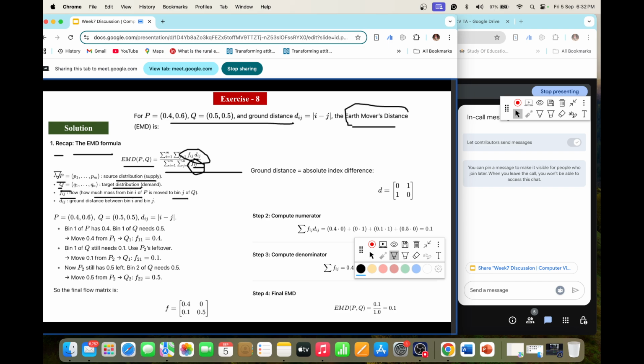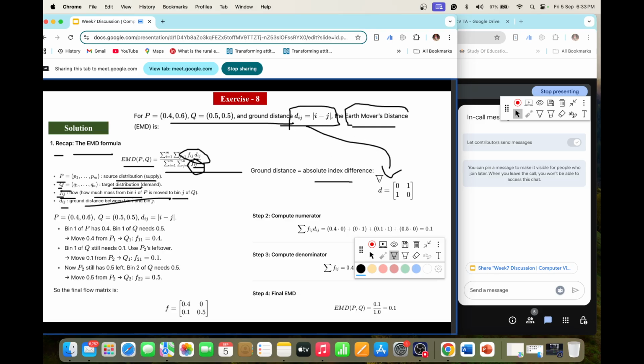So we have to transfer from one bin P to another bin Q. How much mass is transferred from bin i of P to bin j of Q is given by Fij, and Dij is the ground distance between bin i and bin j. Here in the question the ground distance is given by Dij equals mod of i minus j. So what does that denote? It denotes the ground distance or absolute index reference. i is the row index and j is the column index. So that is how we write it.